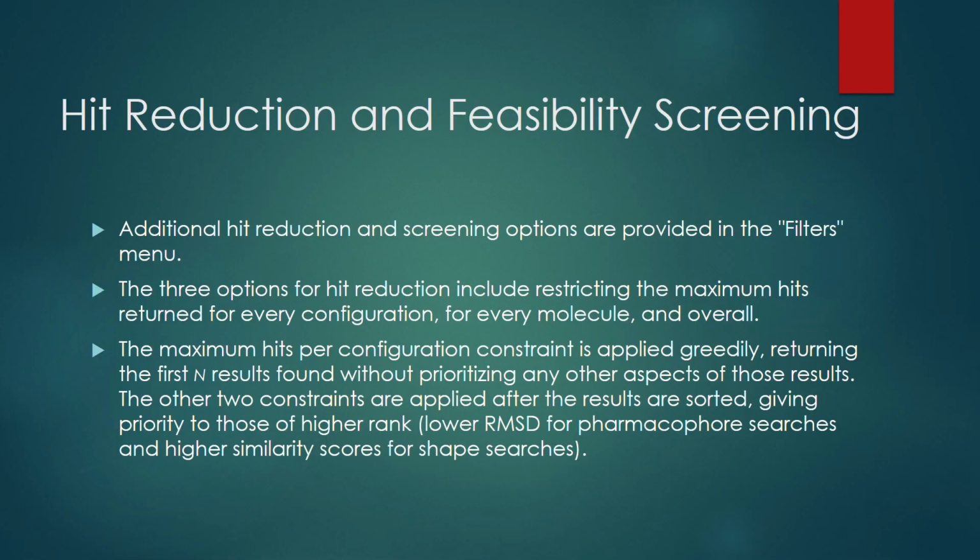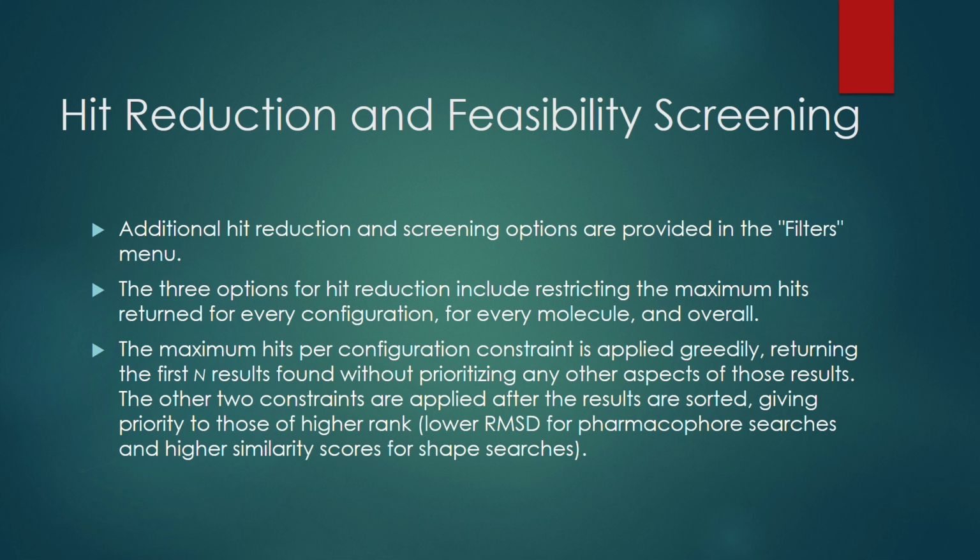The next is about hit reduction and feasibility screening. Additional hit reduction and screening options are provided in the filter menu. The left sidebar menu provides a filter menu where hit reduction and screening options are available. The three options for hit reduction include restricting the maximum hits returned from every configuration of every molecule and overall. The first is restricting the maximum hits returned for every configuration.